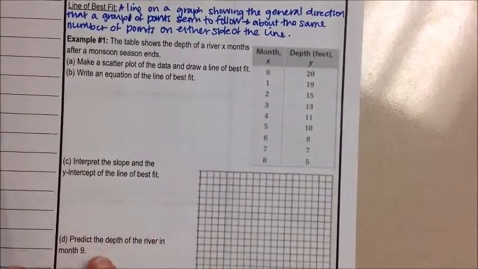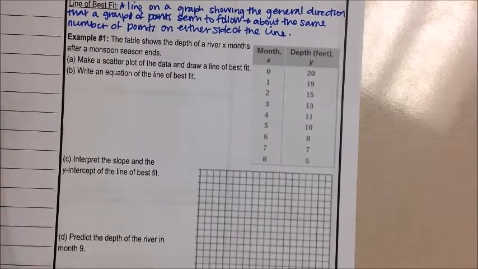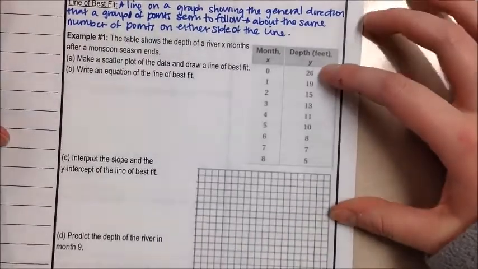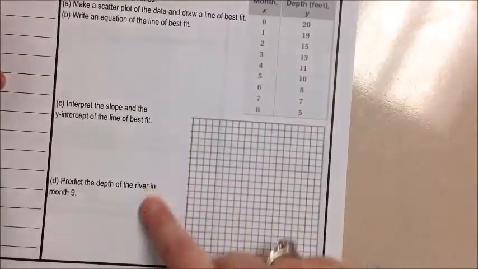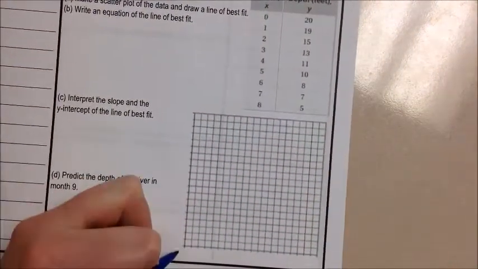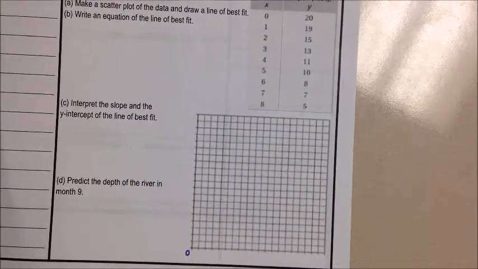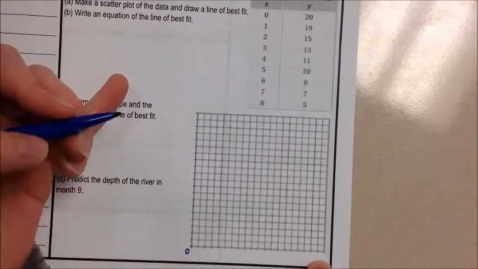Okay, so example number 1 says the table shows the depth of a river X months after a monsoon season ends. Make a scatter plot of the data and draw a line of best fit. So that's our first step. So we have to make a scatter plot of this. So in order to do that, we have to label our axes. Okay, put our scale on there. So remember, 0 is always in my corner. Okay, and then I know this goes out to 20.